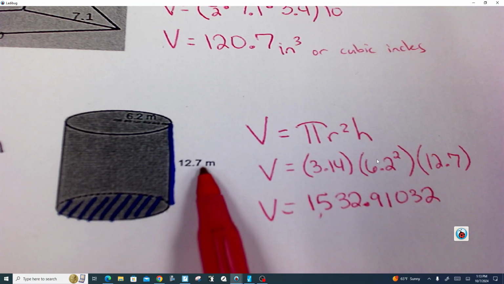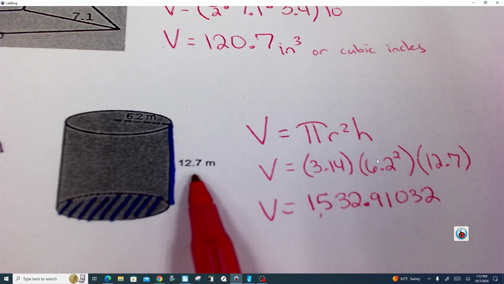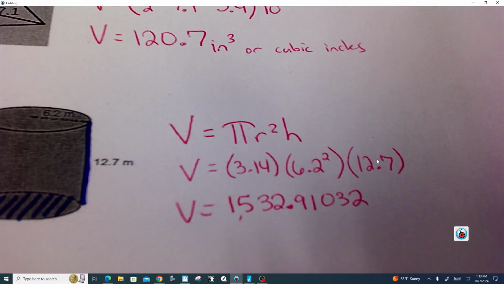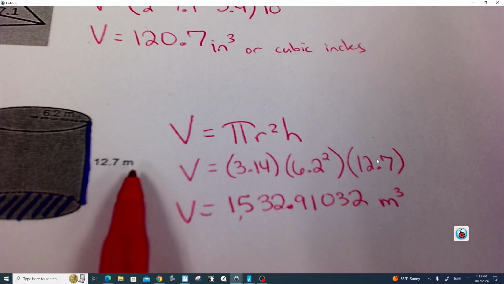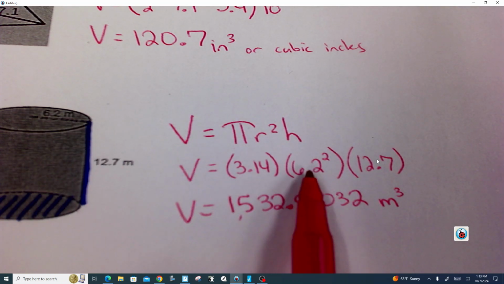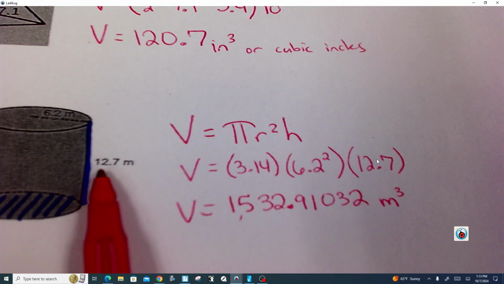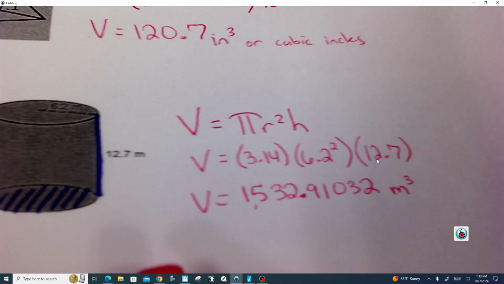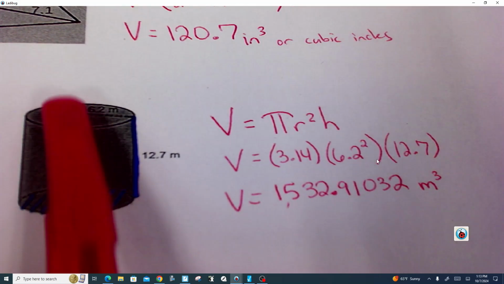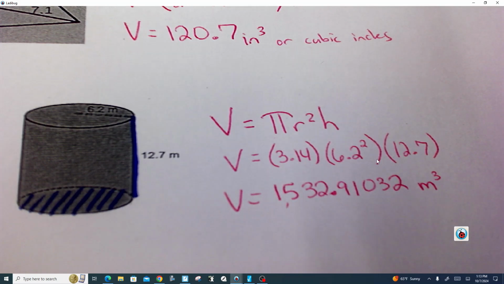What were the units? Meters. So what's it have to be here? Meters to the third power. Because the 6.2 was happening twice. And then the 12.7 we used once, so that's 3 different units that we used there. So, plus, that's what volume is. How many of these cubics, squares, these cubes that we can slide into the shape.